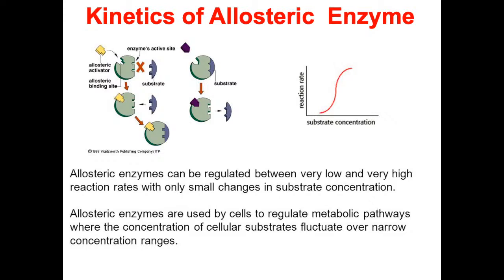And what is the kinetics of allosteric enzyme like? Basically, it will not give a hyperbolic structure, but a sigmoid curve. So allosteric enzymes can be regulated between very low and very high reaction rates with only small changes in the substrate concentration. Cells use allosteric enzymes to regulate metabolic pathways where concentrations of cellular substrates fluctuate over narrow concentration ranges.